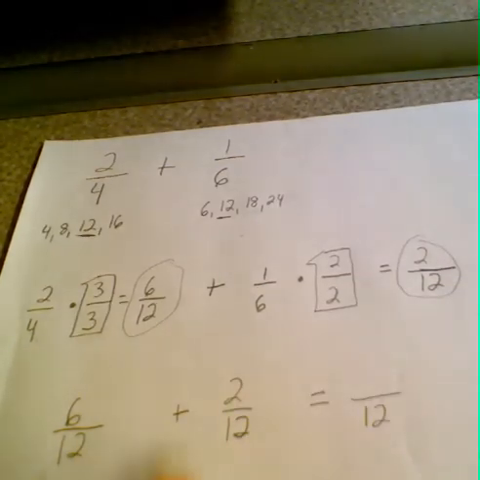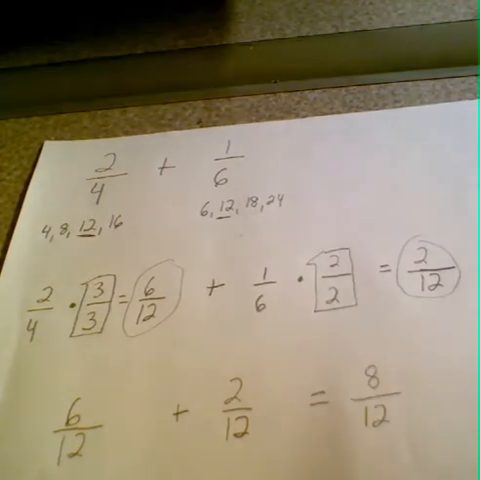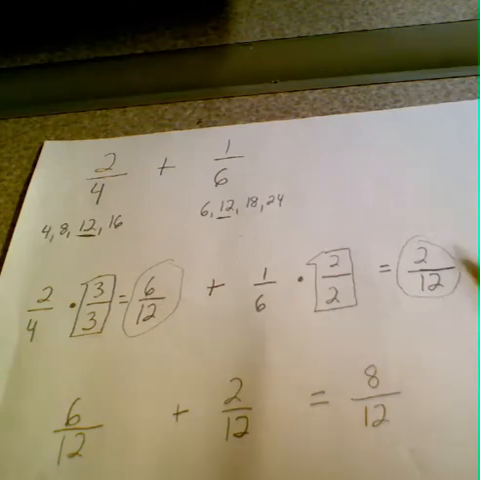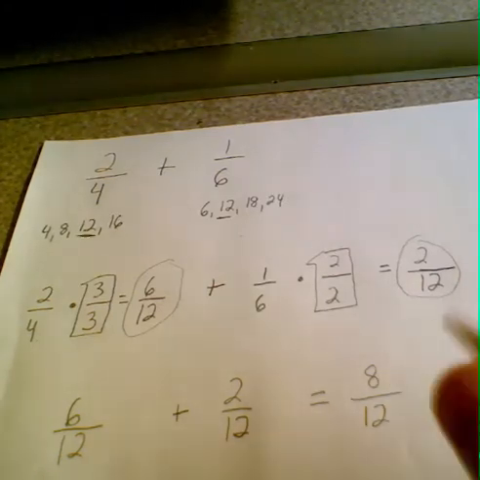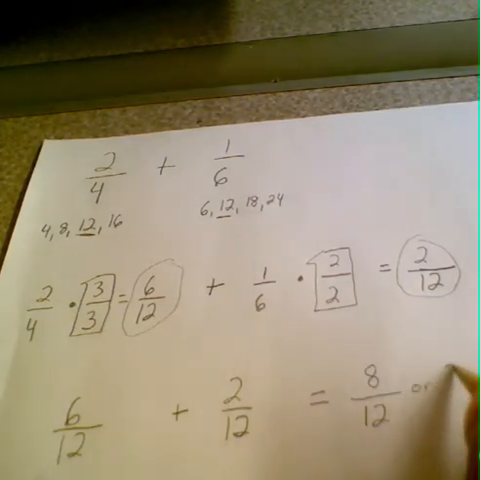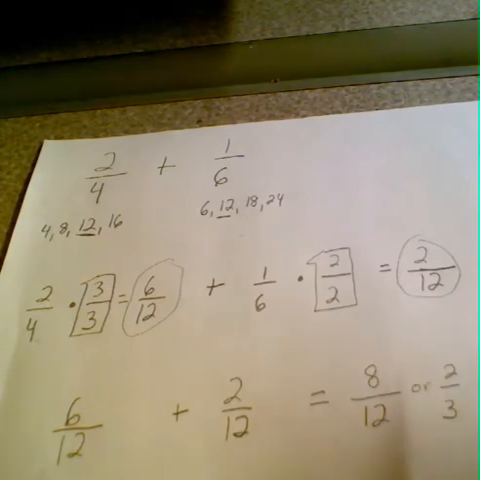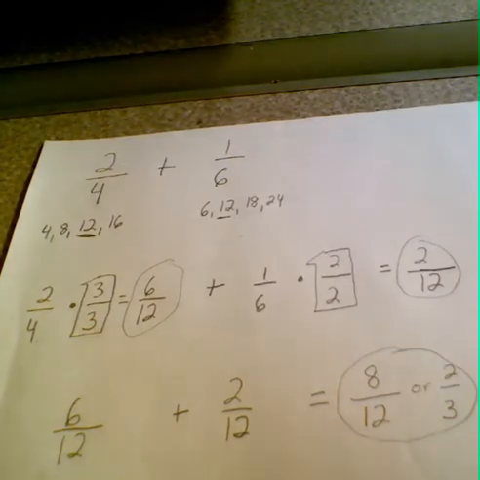Now, since I have the same denominator, same bottom numbers, I can add my numerators together. 6 plus 2 is 8. All right? So now I see that 8/12 is my answer. And 8/12 does simplify to 2/3. We'll show you in a later lesson how it simplifies down to 2/3. So 8/12 or 2/3 is my answer.